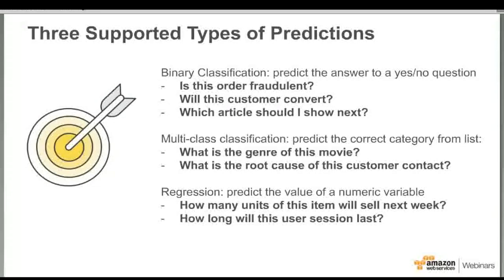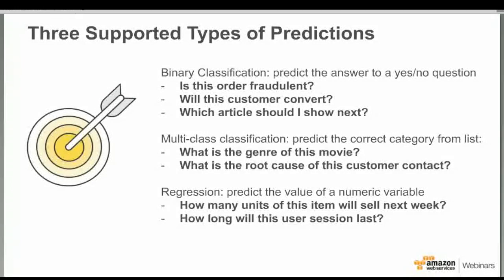And I want to talk about what kinds of models you can build with Amazon Machine Learning. What can you do with it? There are three supported types of predictions built into the system right now. The first is binary classification, and it is used anytime you need to predict an answer to a yes or no question. And an incredible number of machine learning applications out there are actually binary classification applications. That is one of the most flexible and commonly used types of machine learning in the business.